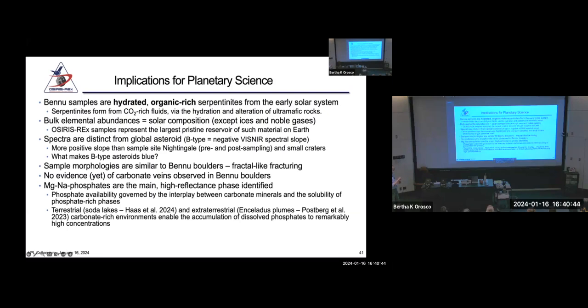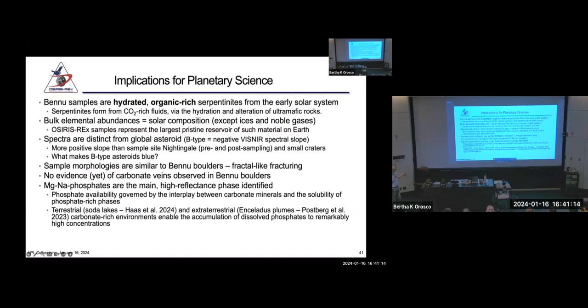We see sample morphologies in the stones that are similar to boulders, indicating a fractal-like fracturing process potentially. If you know something about this, please come and talk to me because we're trying to learn. Mechanical weathering is not my area of expertise, but something interesting is going on to give us the 2 main lithologies. No evidence yet of the carbonate veins, but we see that the magnesium sodium phosphates are the main high reflectance phase. And we're working towards a fluid model right now.